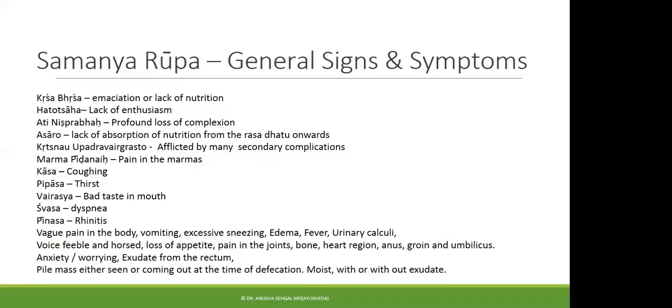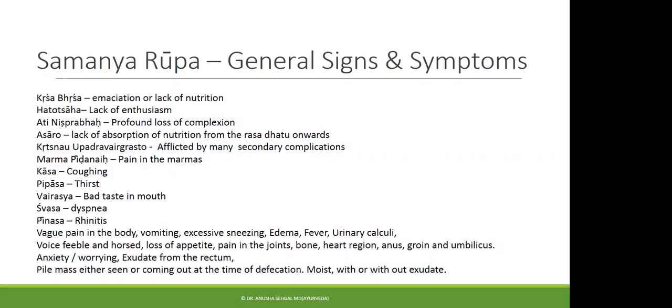Kasa, which is coughing. Pipasa is thirst. Vairasya, the bad taste in the mouth. Shwasa is dyspnea or respiratory issues. And Pinasa is rhinitis. So all of these conditions, even like Kasa and Shwasa, or coughing and dyspnea or respiratory issues, the causative factor for those conditions as well is the same as this, where it is due to Manda Agni.